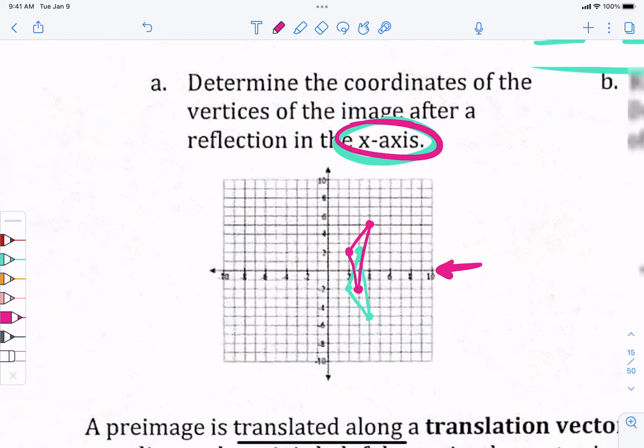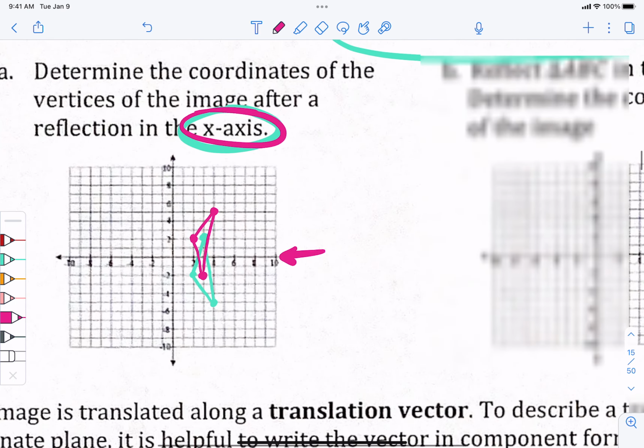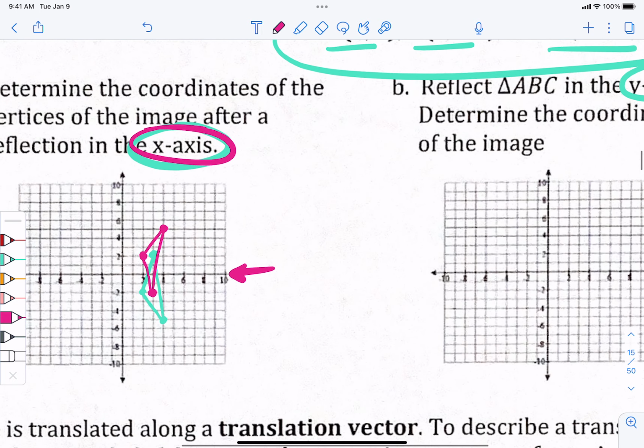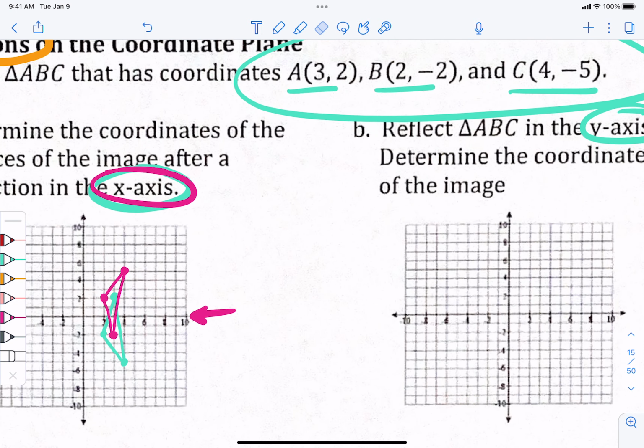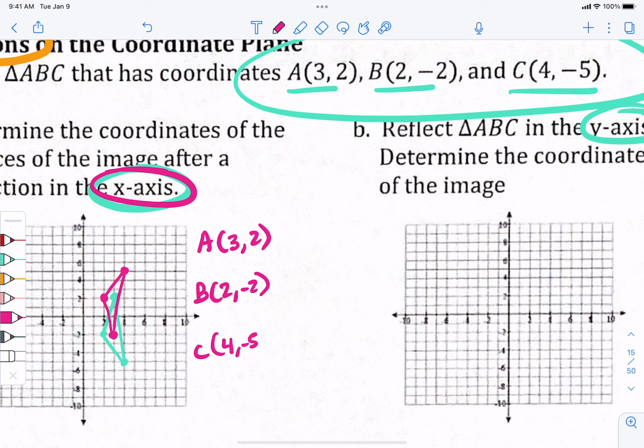All right, so here's the deal. I'm going to go over here and look and see, and let's do this. Okay, I'm going to write them here. A is at 3, 2. B is at 2, -2, and C is at 4, -5. Put these in the middle here, okay? And what we're going to do is talk about what the coordinates look like when we flip them over the x-axis, right?